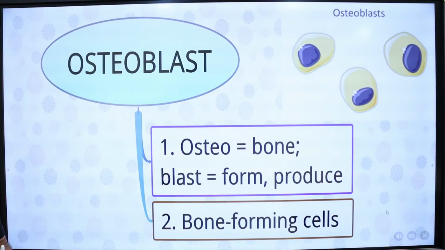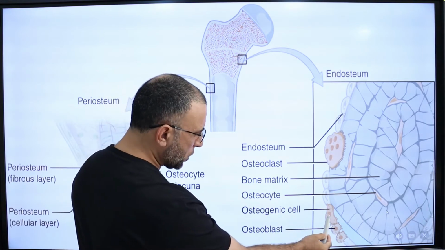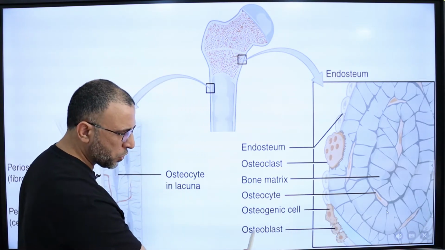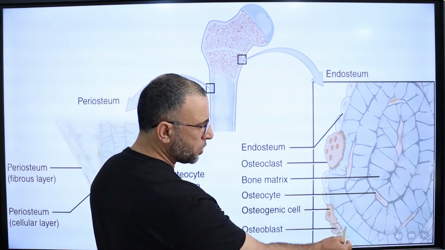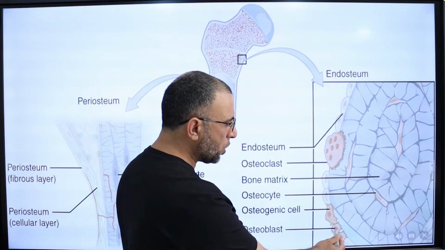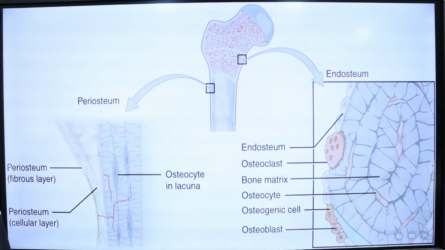Osteoblast, that is bone-producing cells. This is endosteum, and endosteum contains osteogenic cell that produces by mitosis osteoblast, and osteoblast is a bone-forming cell that produces the bone, and later on osteoblasts are trapped in the bone matrix and they differentiate into osteocytes.